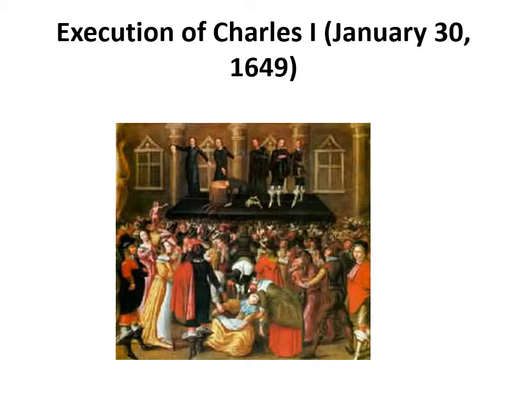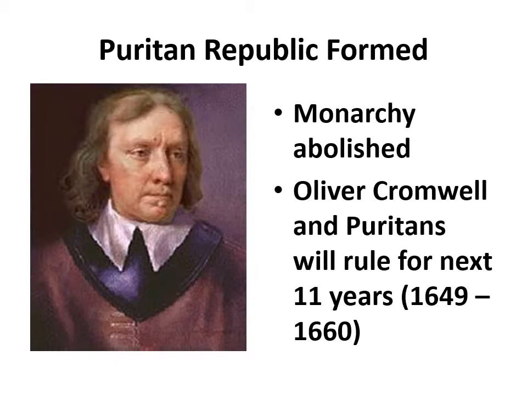England no longer has a king. With their king dead, the monarchy is abolished. And Oliver Cromwell, who had been one of the leaders of Parliament, and the Puritans will rule for the next 11 years. They will form the Puritan Republic.